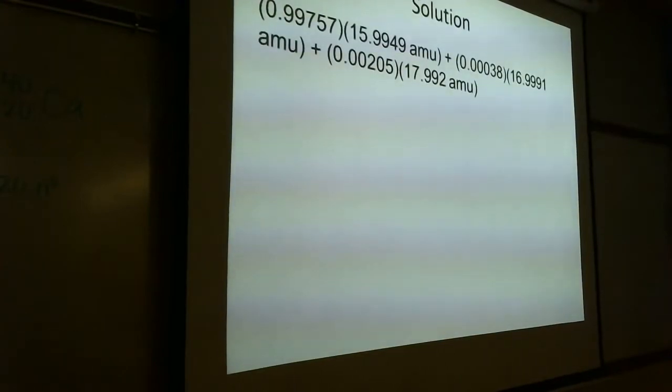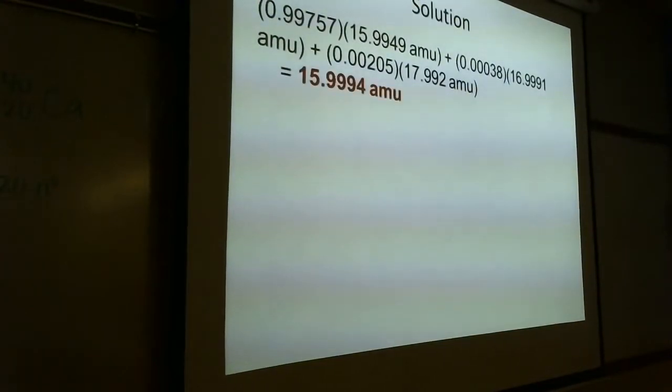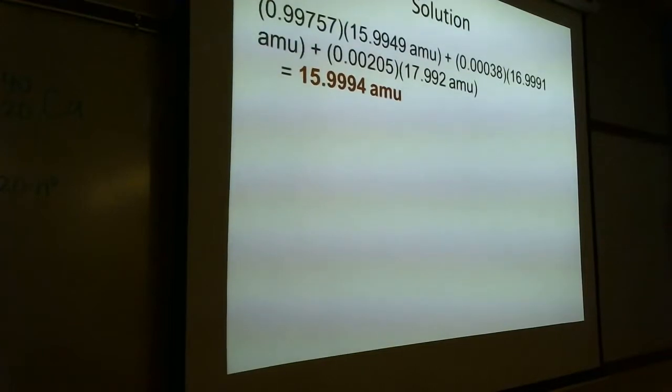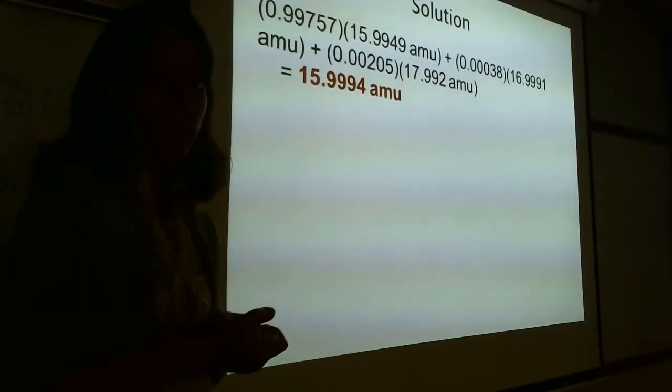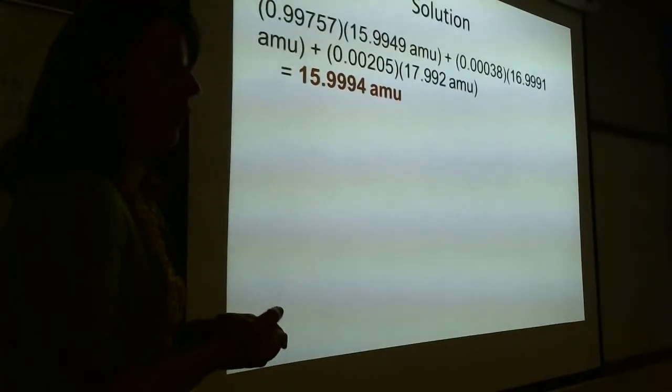And again, the unit AMU, 15.9994, which should match your periodic table. Now, some periodic tables vary in the number of decimal places that they give, right? The one that I gave you is the one that we're going off of.